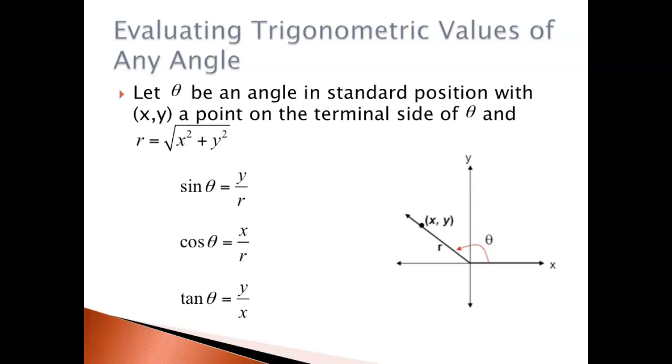And then tangent is going to be equal to opposite over adjacent, so that's y over x. And then pretty easily we know what the reciprocals are. Just simply take the reciprocals of each of those: r over y, r over x, and x over y. Now when we are evaluating trig values of any angle, when we are using the coordinates of that point, x comma y, that will actually already take into account whether the value is positive or negative, because x and y will be positive or negative depending on which quadrant you're in. We'll see this in a moment in the examples.